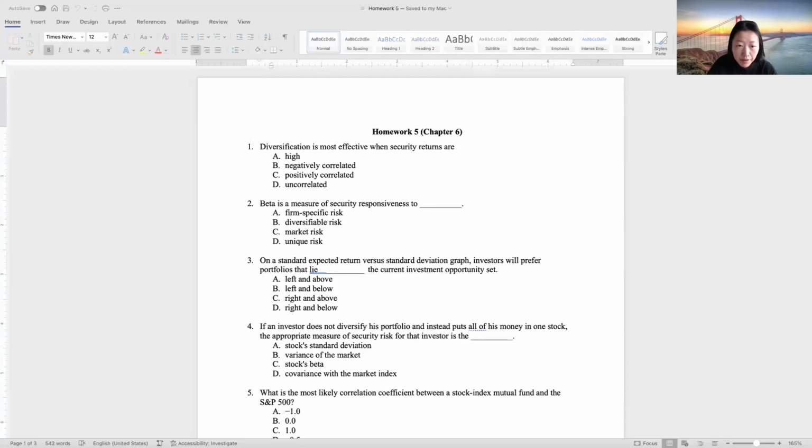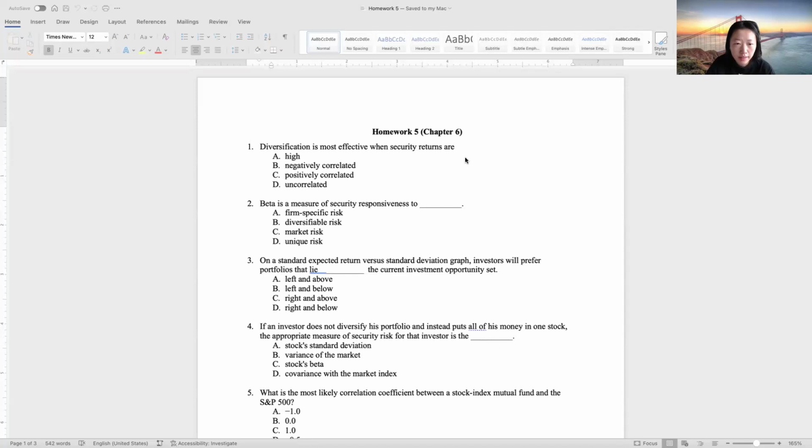Well, today's review is for homework 5, and homework 5 is covering the efficient portfolio. Basically, we're trying to solve for efficient portfolio and to introduce the concept of efficient frontier. So, efficient portfolio is basically a technical concept.